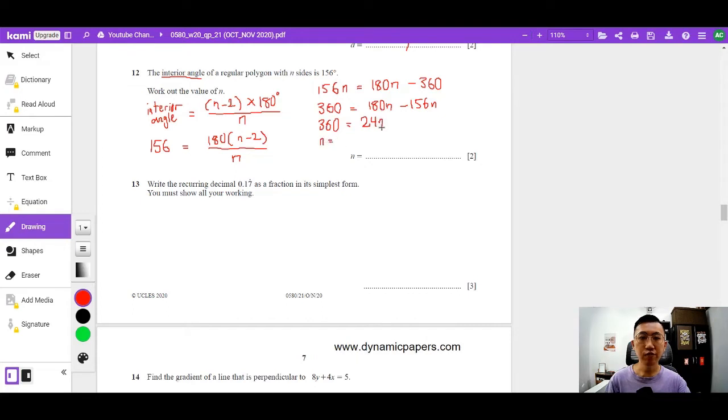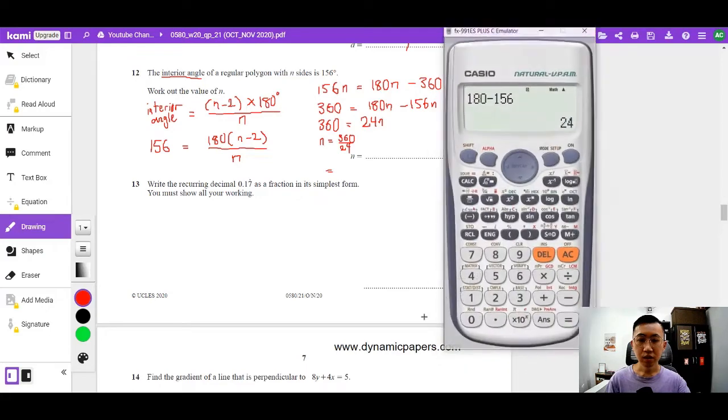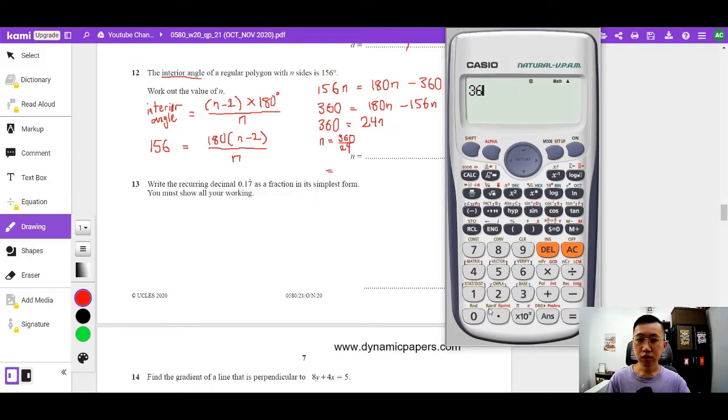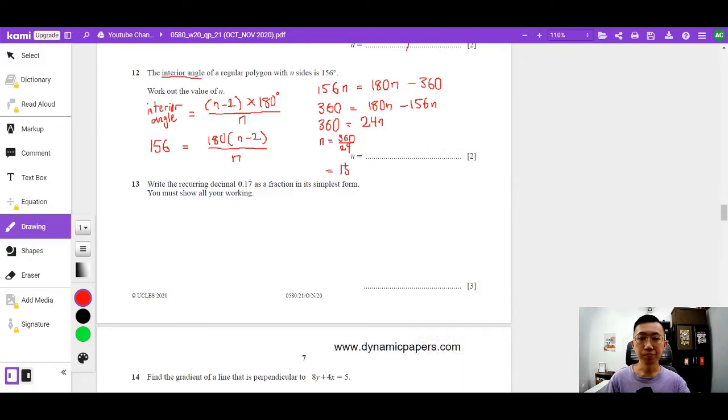Now in order to find the value of n, you need to take 360 divided by 24. So 360 divided by 24, what is this? 15, so that is the answer, 15. Log in and that will be your final answer. So that is question 12.